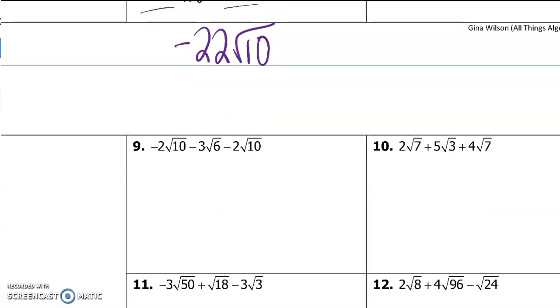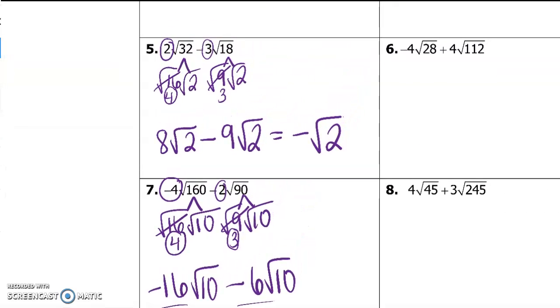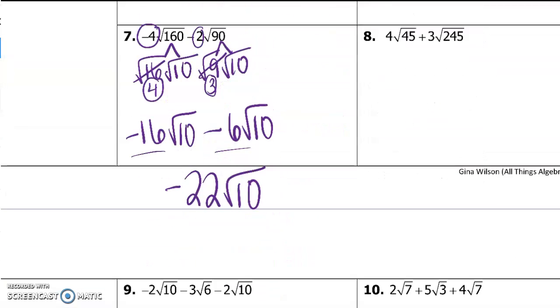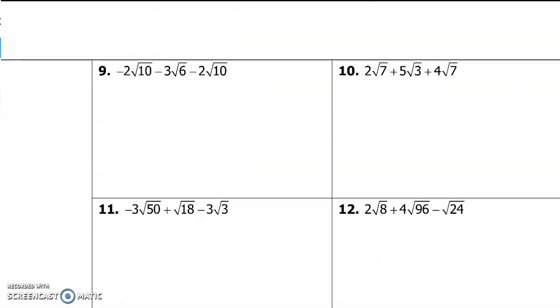Now, if you look at number 9, you have 2 that match and 1 that doesn't. So this is where you're not going to be able to put all of them together. A good rule of thumb is if there's only 2 that you're adding or subtracting, you will be able to put them together. If there's 3 or more, you might not be able to put them all together.